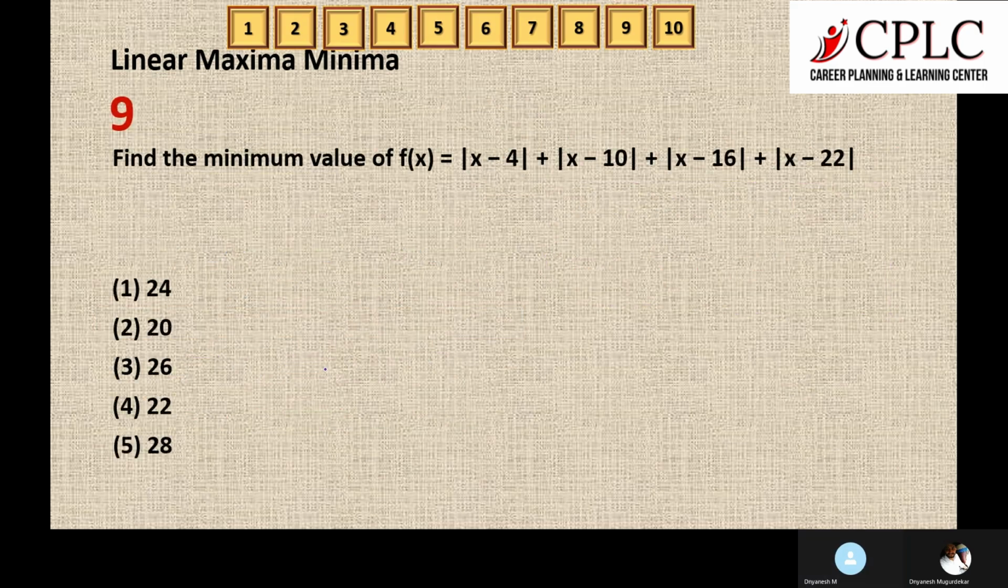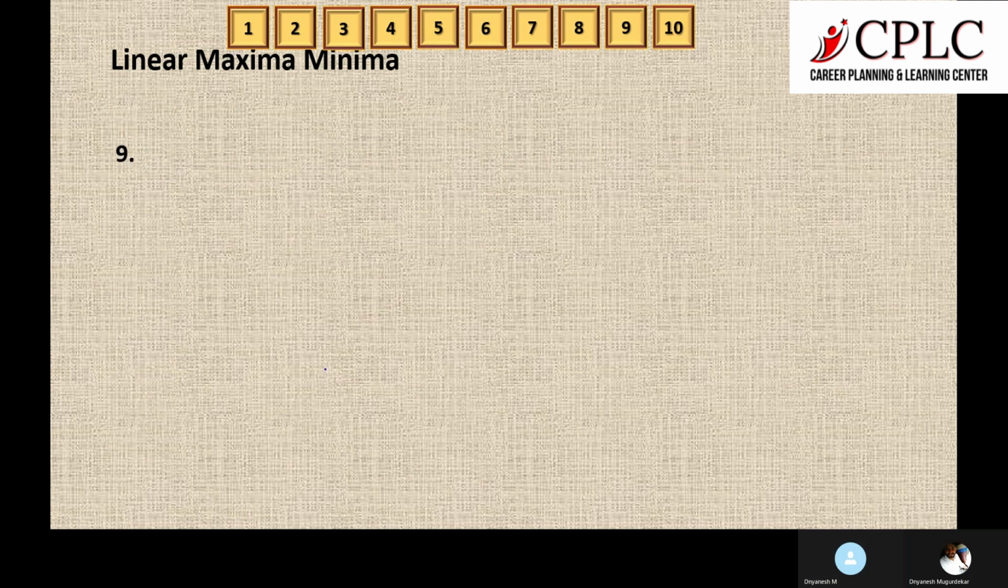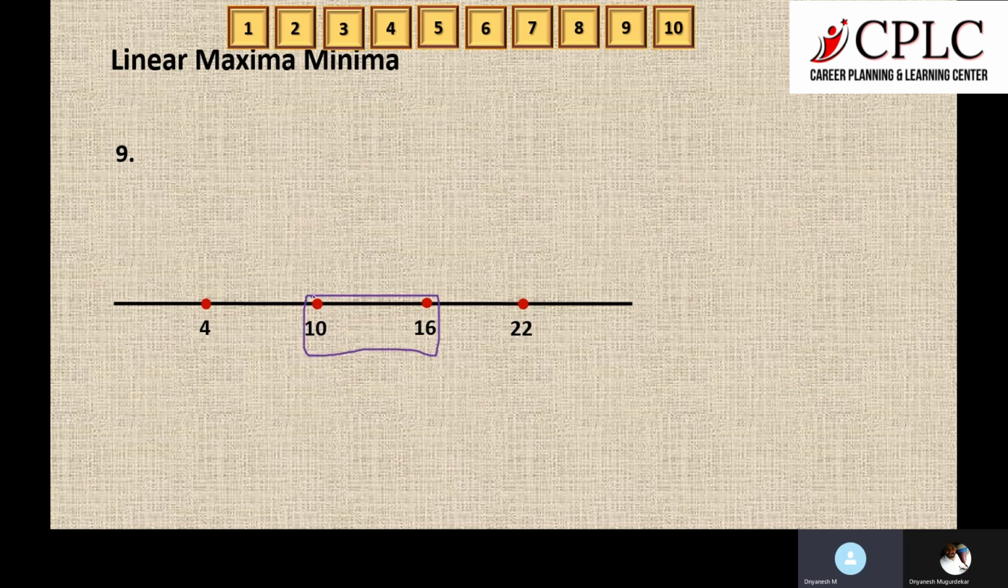Ninth one. Clearly you see there are 4 moduluses, so the even modulus rule will be applicable, but for that you will need the roots in the ascending order on the number line, that is 4, 10, 16, 22. Because there are an even number of moduluses, the minima will happen for the middlemost range. So between 10 and 16, you can substitute any value, including 10 and 16, in the original expression, and you'll get the same answer every time, which will be the minimum value of the expression, which I think is 24.